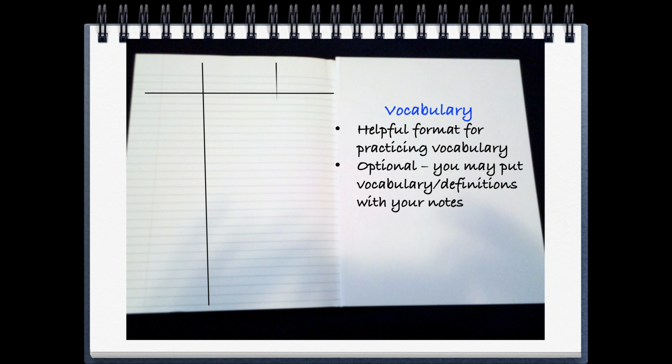First, you make 3 columns on the page. Now, if you're using a page that's on the left, as it is in this picture, you set it up like this. The term or concept will go in the first column, closest to the binding. The definition will go in the center column, and then on the outside, write an example of the term.